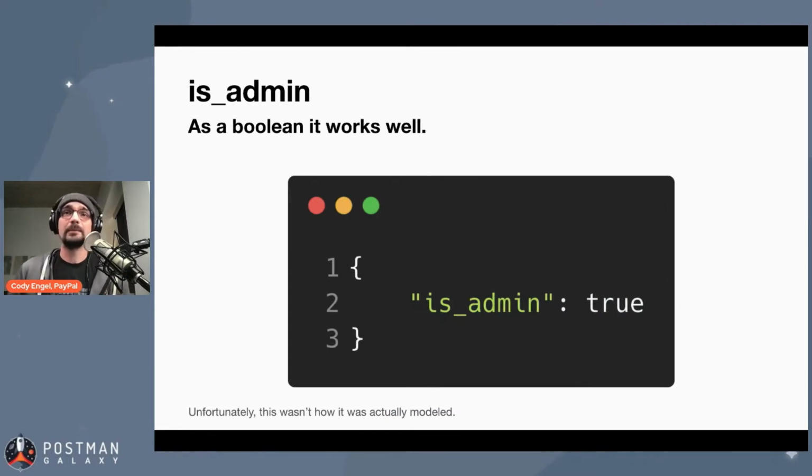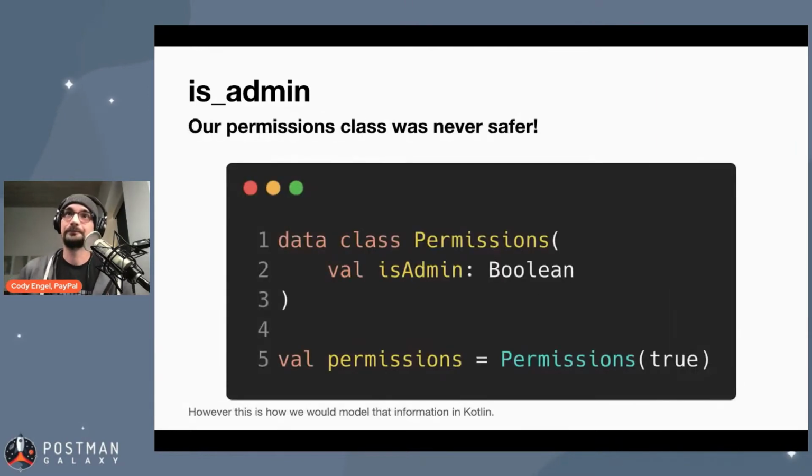So we have a permissions API where the response is admin, and it returns a Boolean. So you're probably thinking right now, well, Cody, that's perfectly fine. It's a Boolean, like that is what it should be. And you would be correct. If this was actually how it was defined, I would not be giving this talk today. This is actually how we ended up modeling it on the client side. And so we'll look at that, and then we'll actually go into how the response was modeled.